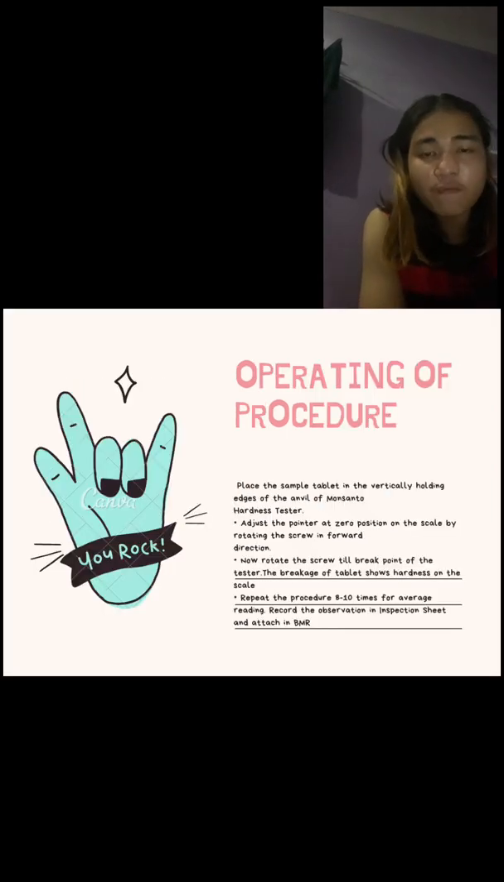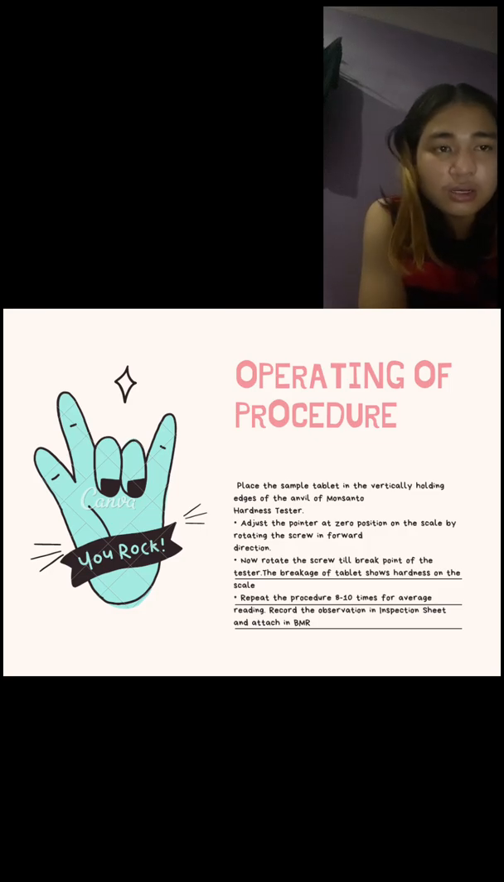So the procedure of using the Monsanto hardness tester is: place the sample tablet in the vertical holding edges of the anvil of the Monsanto hardness tester. Adjust the pointer at 0 position on the scale by rotating the screw in forward direction. Next, rotate the screw till the break point of the tablet. The breakage of the tablet shows the hardness on the scale. Repeat the procedure 8 to 10 times for average reading. Record the observation in the inspection sheet and attach it in the BMR.